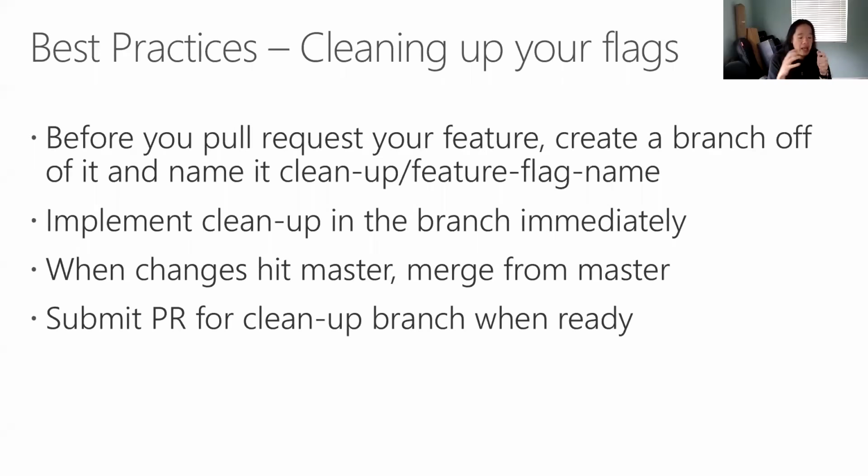So I usually create a feature flag when I get a user story assigned to me. I create a branch for myself to work in, and I hide my feature behind the feature flag. And right before I do a pull request to go back into master, I create a branch off of my feature, and I name it cleanup dash whatever the flag name is. And right before I do my pull request, I go into this cleanup branch that I just created, and I do all of my cleanup work.